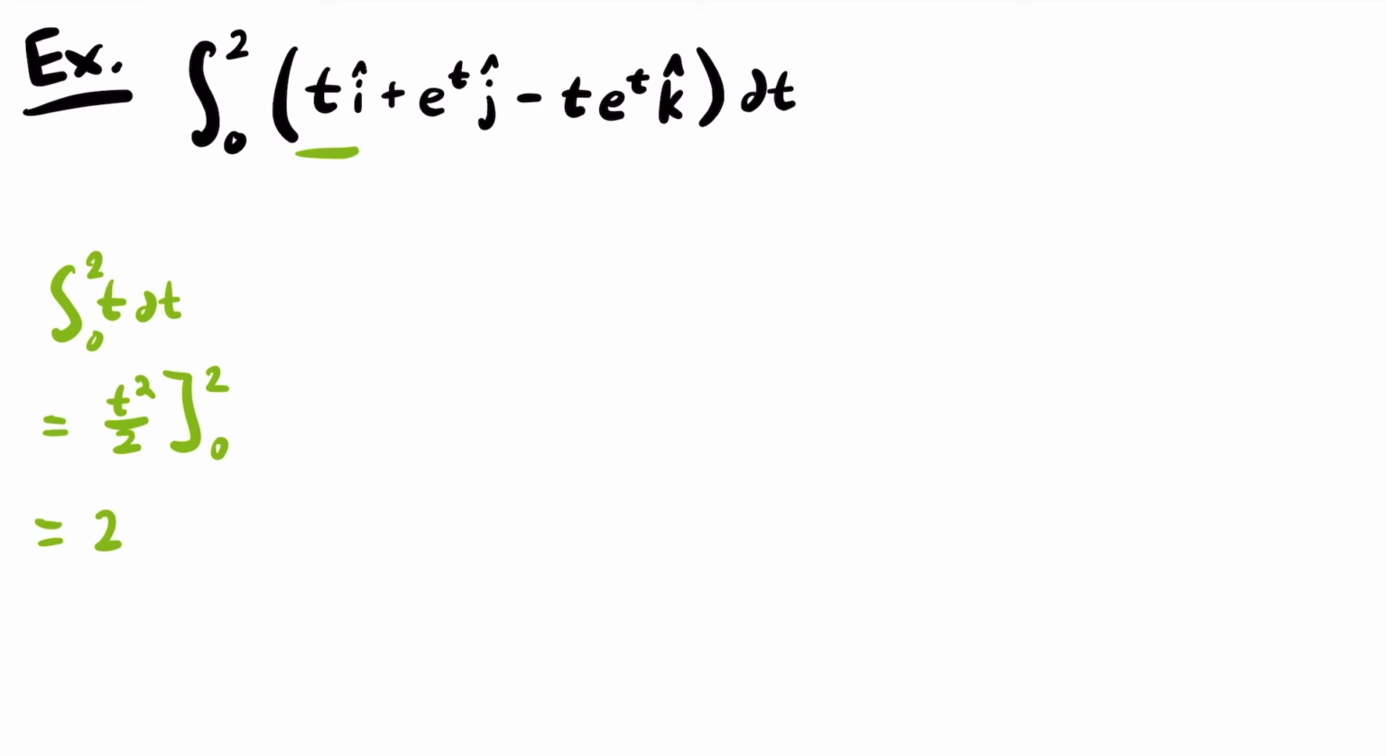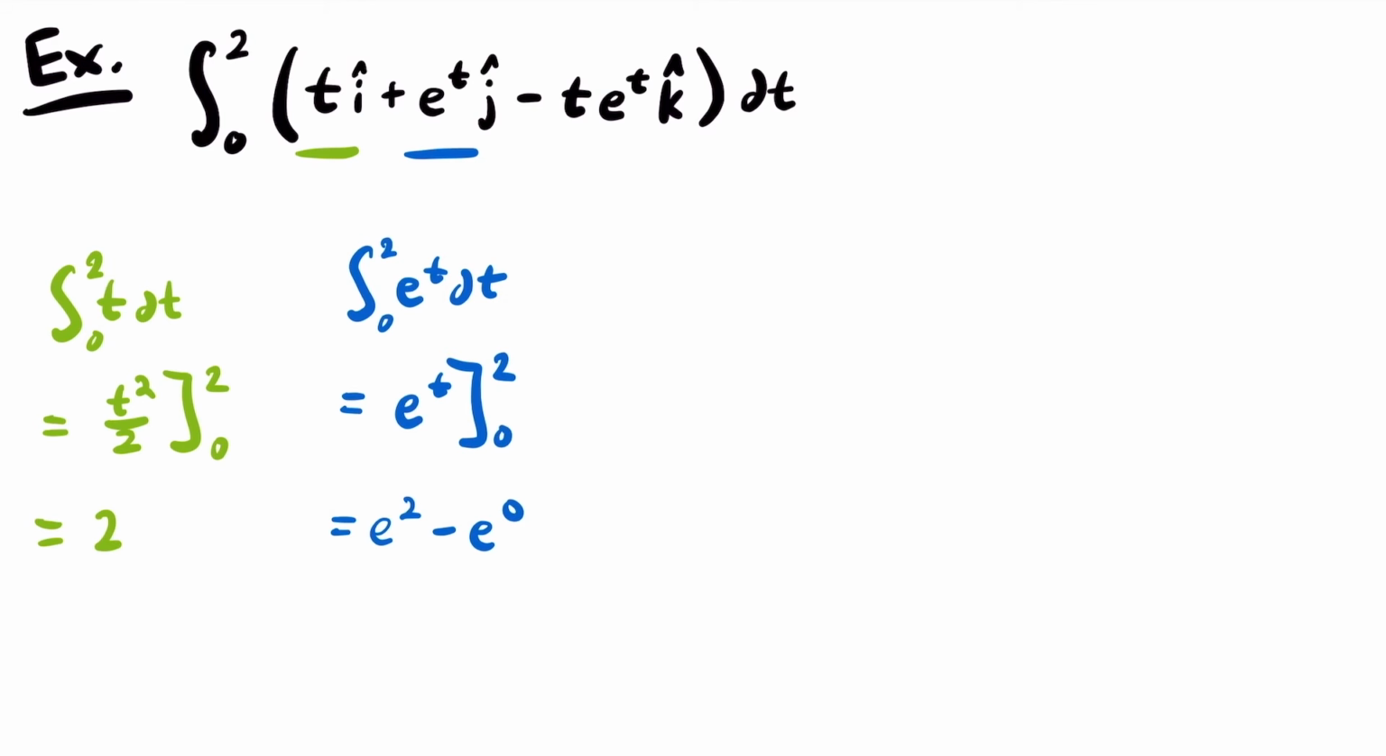All right, then for the integral of the y component, we have the integral of e to the power of t dt from 0 to 2. The integral of e to the power of t is just itself. So this is equal to e to the power of t, evaluated from 0 to 2. Plugging in 2, we get e to the power of 2, and then we're subtracting e to the power of 0. And anything to the power of 0 is 1. So this is equal to e squared minus 1.